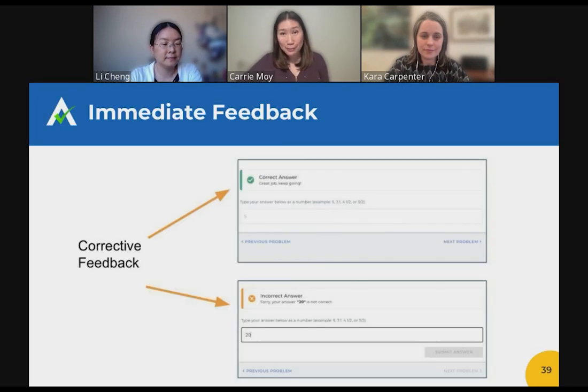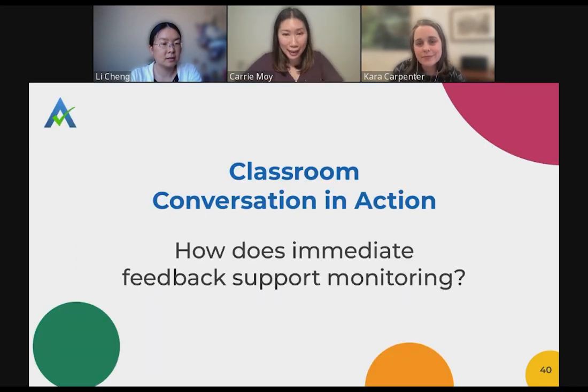The other way you can monitor, as Kara said, is that in ASSISTments, students get immediate corrective feedback. So when they enter an answer, they're getting feedback on whether or not their answer is correct or incorrect. And they're using that to push their mathematical thinking. So I'm going to show you a classroom in action right now. And I'd like you to think about, how does immediate feedback support monitoring?